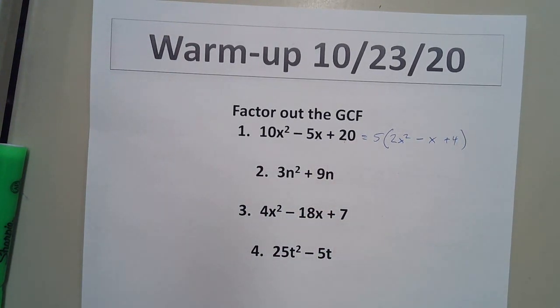And there we go. So that's what factoring out a GCF means, is you find the greatest common factor among all the terms, and then you factor it out and show what's left.